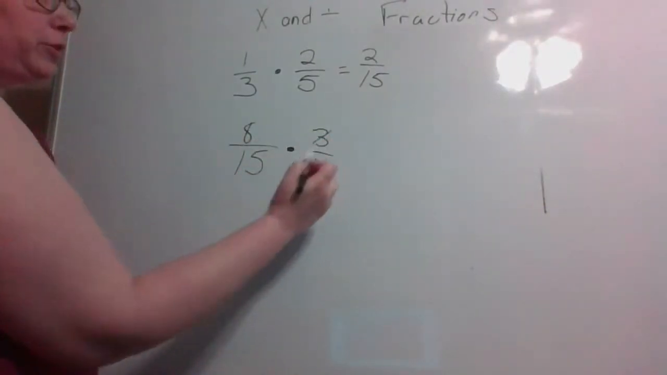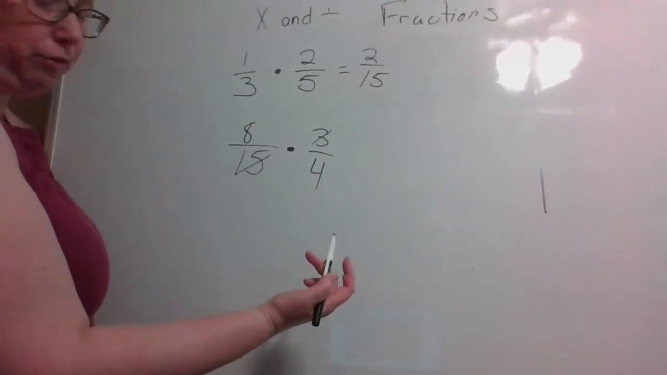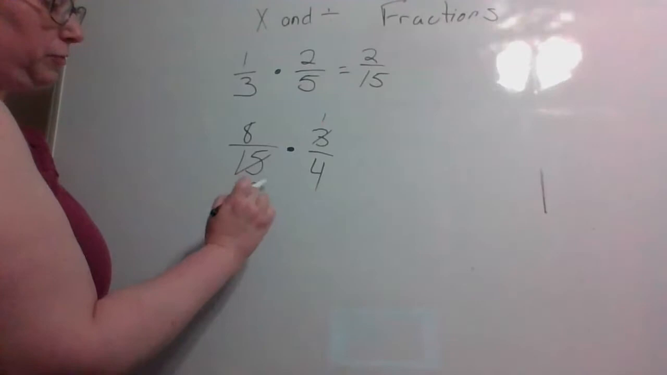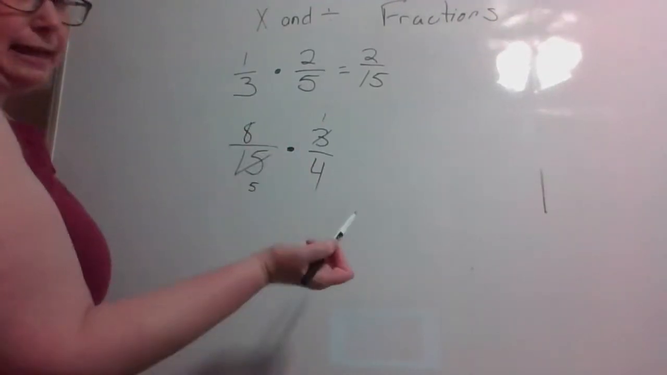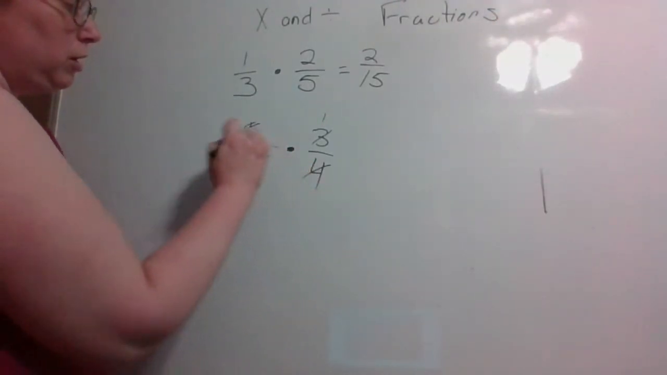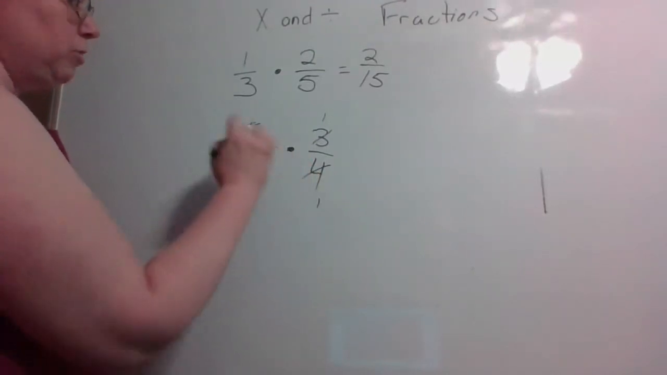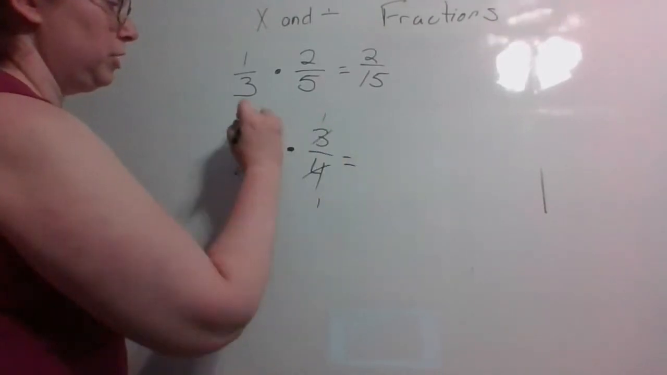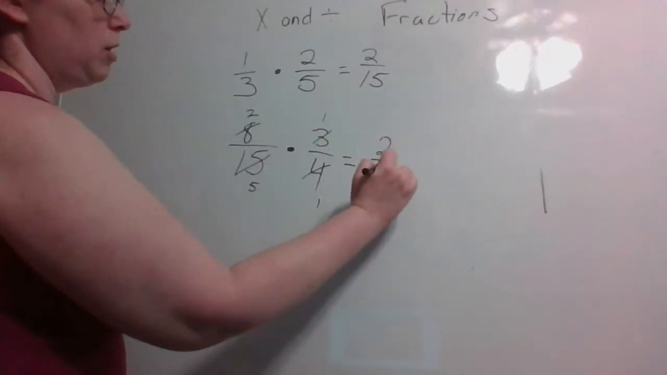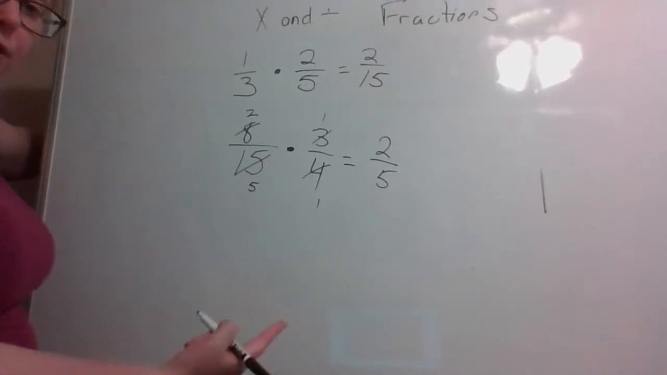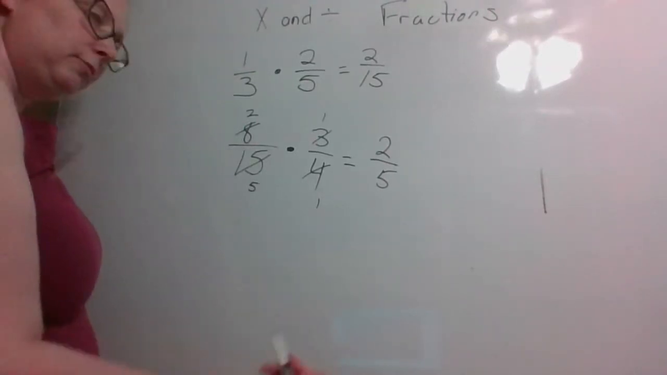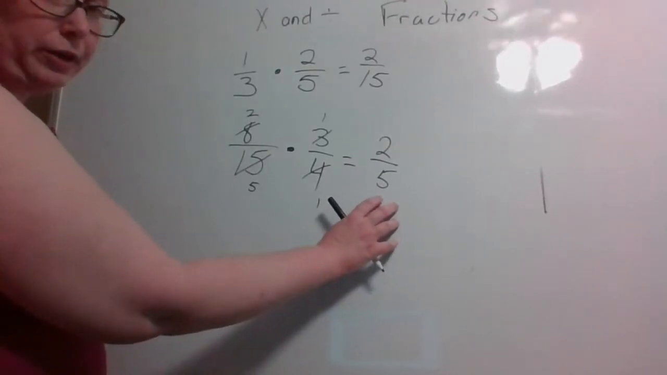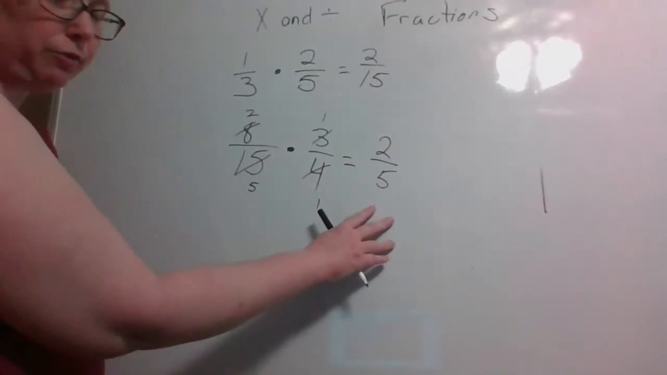So 3 has a factor of 3, 15 has a factor of 3. 3 divided by 3 is 1, 15 divided by 3 is 5. 4 and 8 have a common factor of 4. So 4 divided by 4 is 1, 8 divided by 4 is 2. We're done cross reducing, so now we multiply across the top, multiply across the bottom, and we're done. So the very awesome thing about cross reducing is normally when you get your final answer, you're done. You don't have to reduce any further.